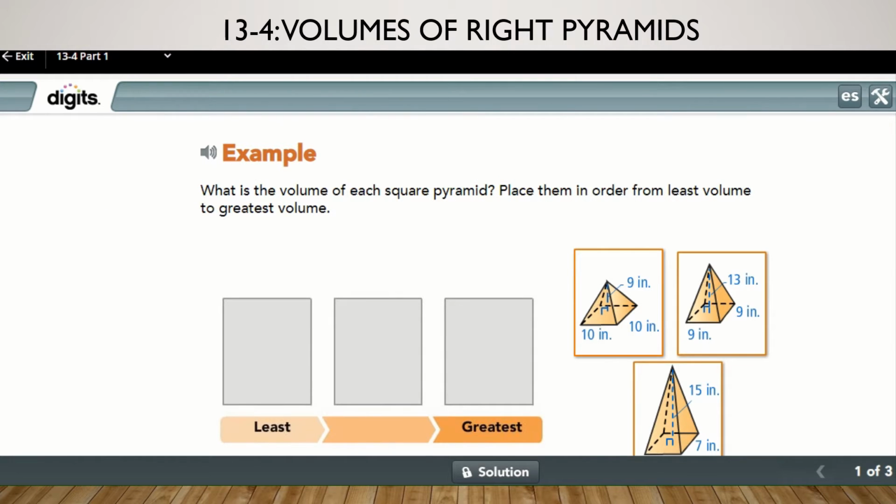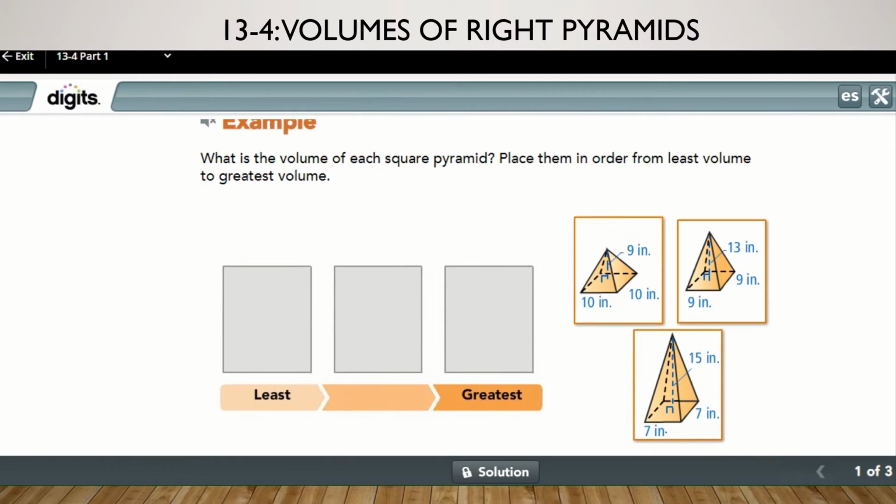Part 1 example. What is the volume of each square pyramid? Place them in order from least volume to greatest volume. All right, I'm going to go ahead and label these just to make it a little easier when we're solving. I'm going to find A first, the volume of A. I'm going to first start by finding the area of the base. So that's capital B.